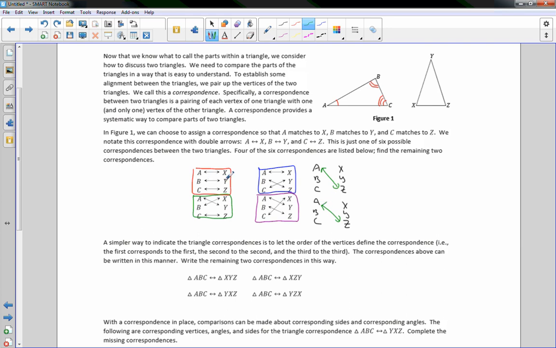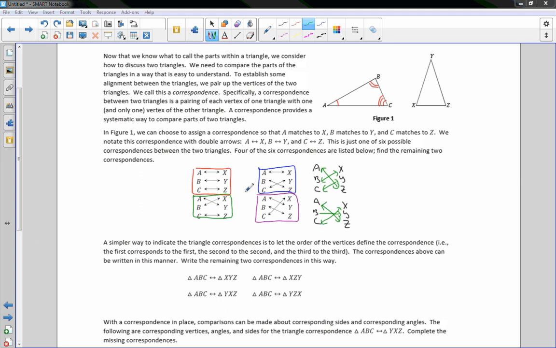B went to Y, B went to X. B went to Z. Okay. So this is where it gets a little tricky. We want B to go to X and C to Y, and then we want them to switch. So B is going to go to X, and therefore C has to go to Y. Or we could have B go to Y, and C go to X. Okay, and those are the final two correspondences.